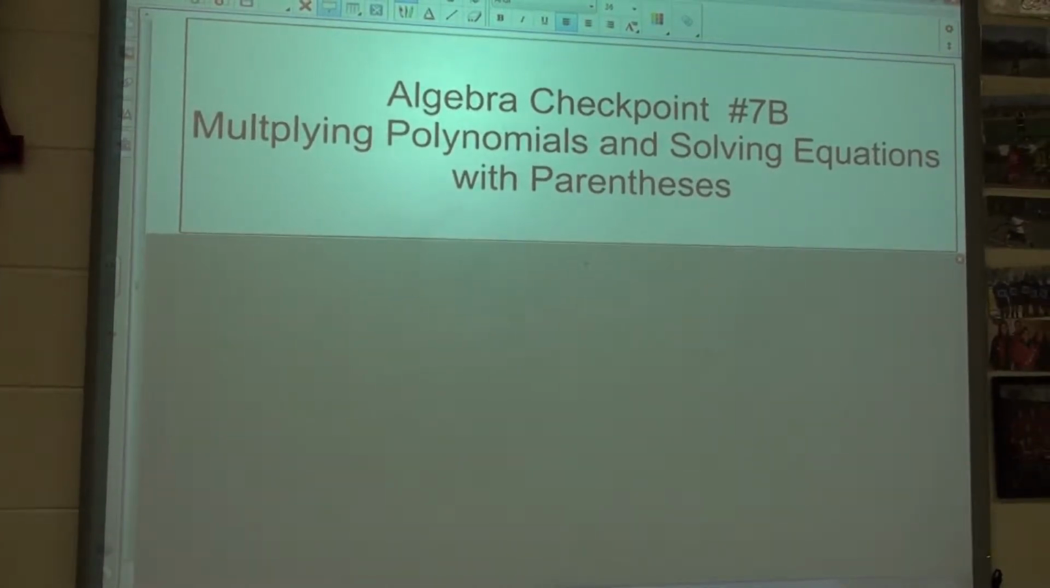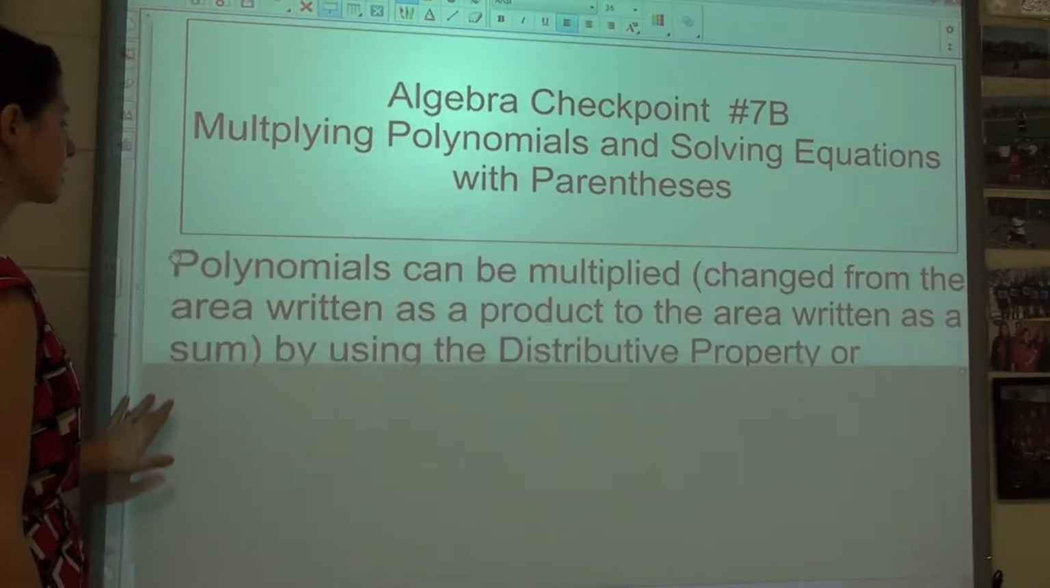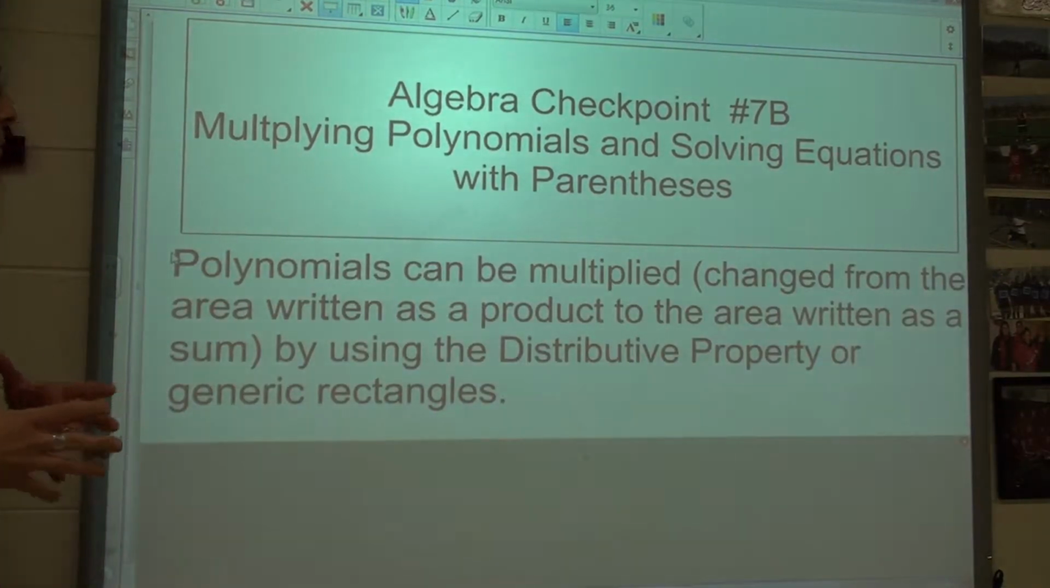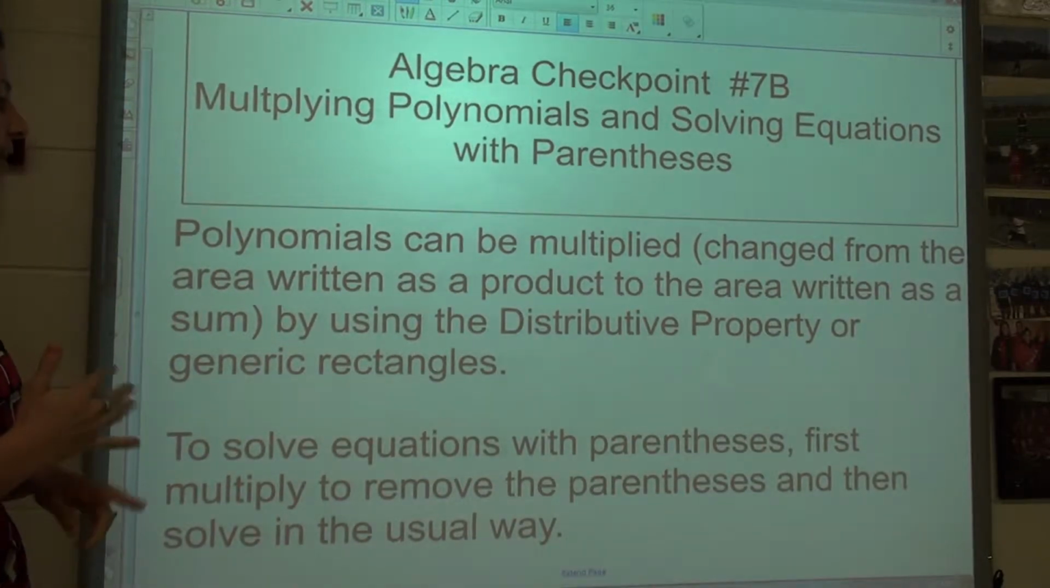Algebra Checkpoint 7b, multiplying polynomials and solving equations with parentheses. Polynomials can be multiplied or changed from the area written as a product to the area written as a sum by using the distributive property or generic rectangles. To solve the equation with parentheses, first you need to multiply to remove the parentheses and then solve in the usual way.